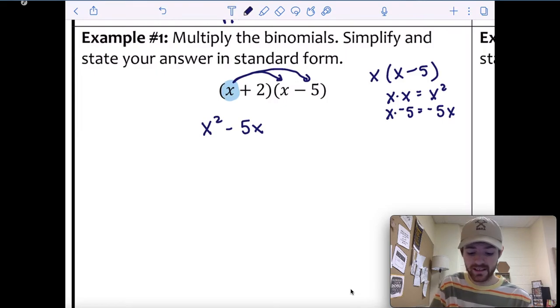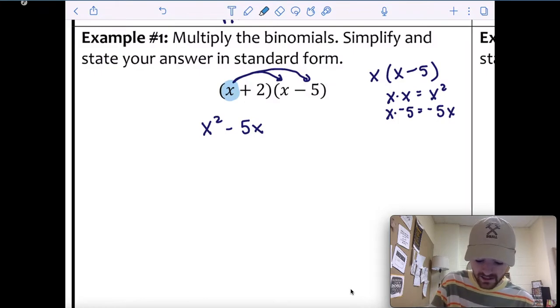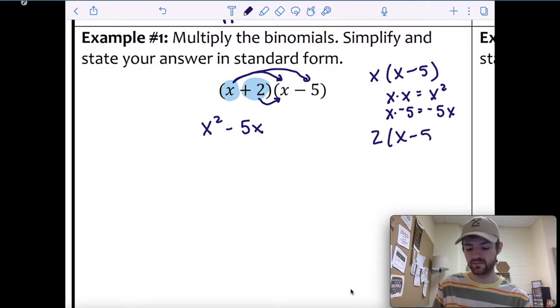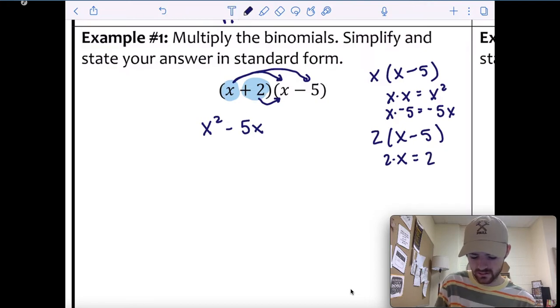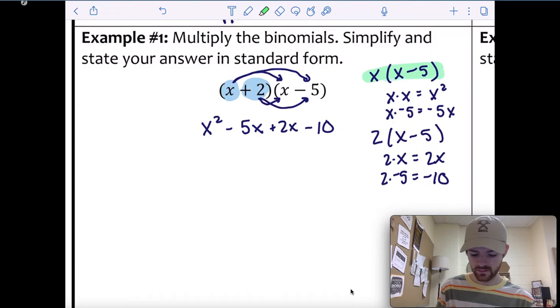The only thing we're adding in today is that you're doing that process twice. So we did the distribution for x. Now we'll do the distribution for this positive 2. That's just like seeing 2x minus 5. We have 2 times x, which is 2x, and 2 times negative 5, which is negative 10. We had our first distribution, and we have a second distribution.